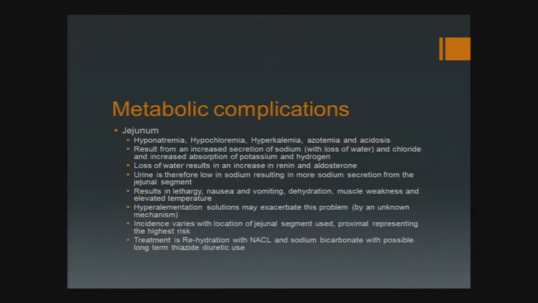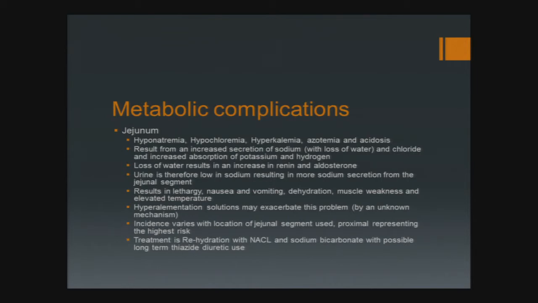The jejunum tends to lead towards a hyponatremic, hypochloremic, hyperkalemic azotemia with acidosis. And basically this results from an increased secretion of sodium and chloride with associated absorption of potassium and hydrogen. The loss of water increases the renin and aldosterone. This results in low sodium urine, leading to more sodium excretion from the jejunal segment, and can result in lethargy, nausea, vomiting, dehydration, muscle weakness, and elevation in temperatures.